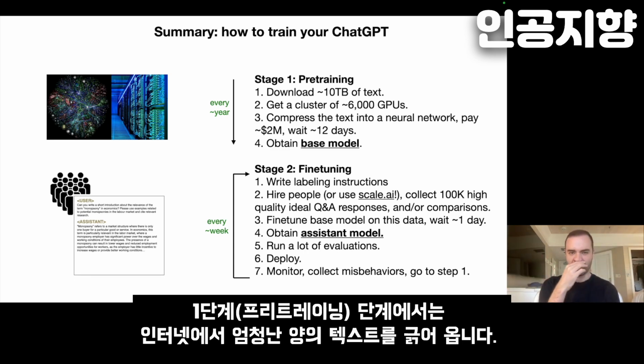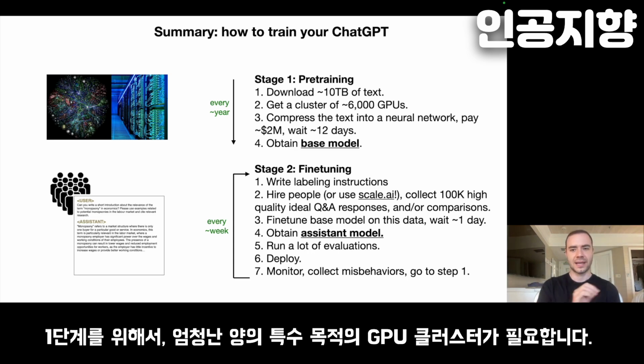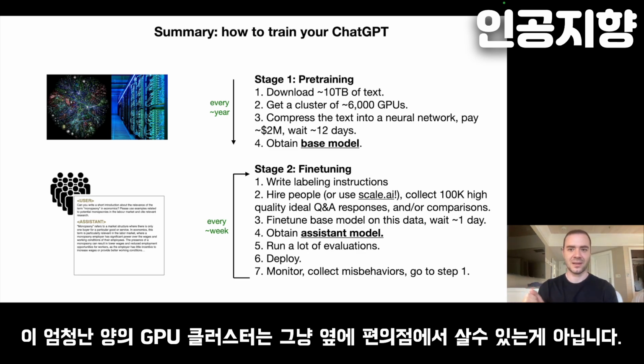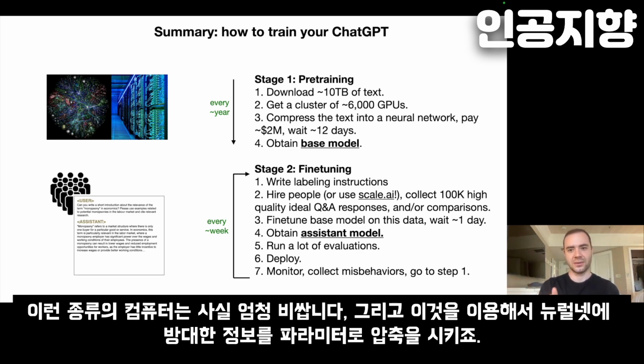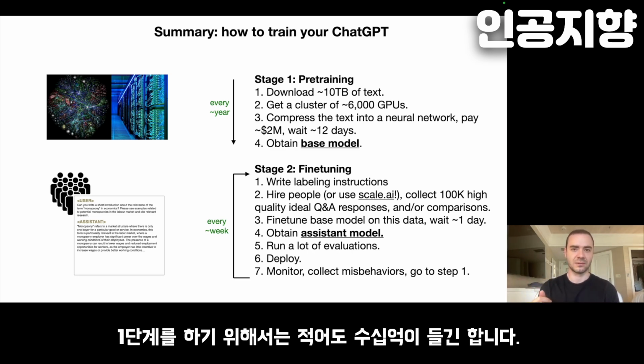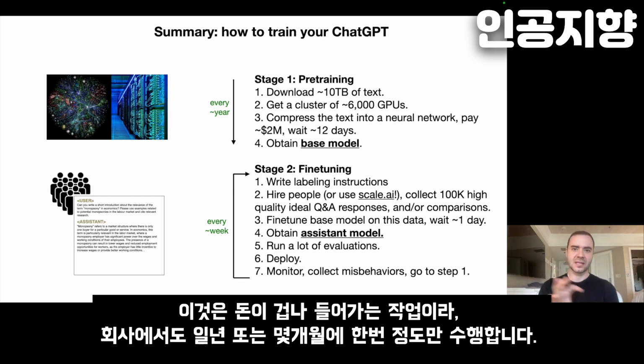In the pre-training stage, you get a ton of text from the internet. You need a cluster of GPUs. These are special purpose computers for these kinds of parallel processing workloads. This is not just something you can buy in Best Buy. These are very expensive computers. Then you compress the text into this neural network, into the parameters of it. Typically, this could be a few millions of dollars. And then this gives you the base model. Because this is a very computationally expensive part, this only happens inside companies maybe once a year or once after multiple months, because it is very expensive to actually perform.